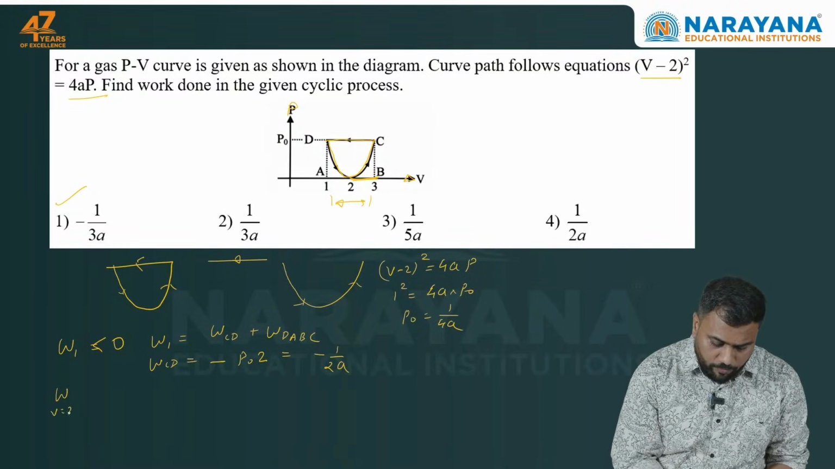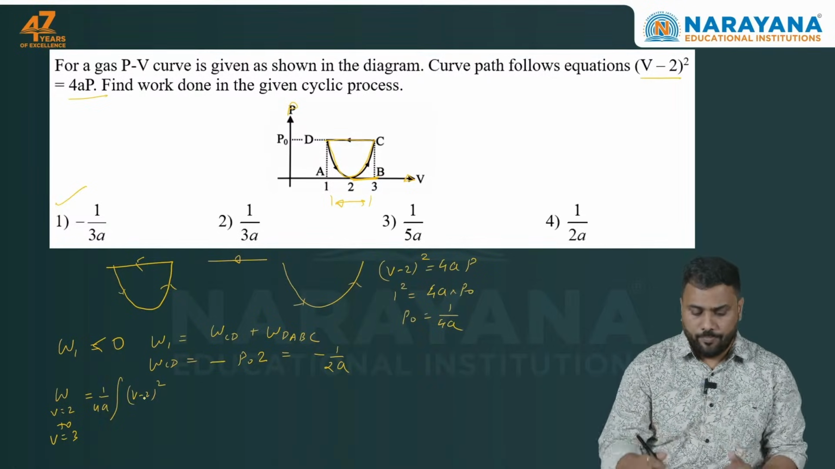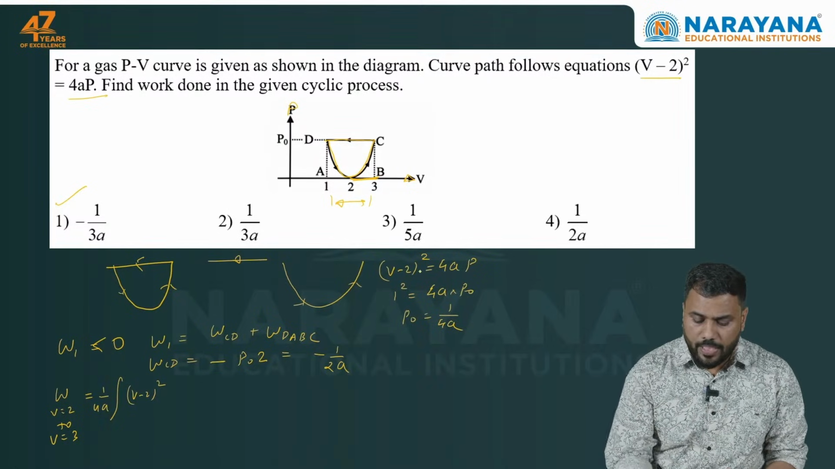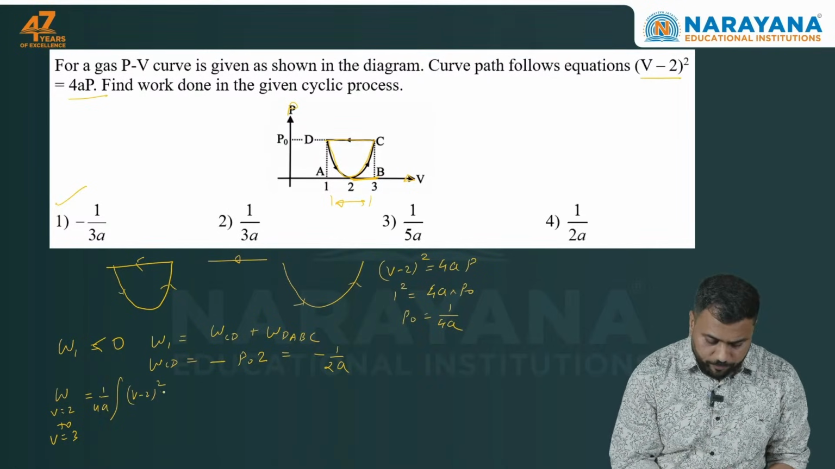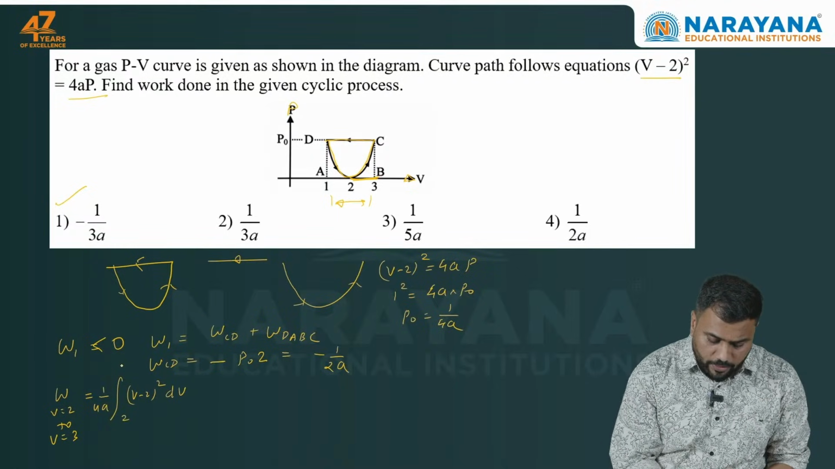Volume is changing from 2 to 3. So this work done will be the integration of P dV. P by the given equation is 1 by 4A, taking common (V minus 2) whole square. So if I take 4A in the denominator, P is (V minus 2) whole square by 4A into dV, and I am integrating the volume from 2 to 3.